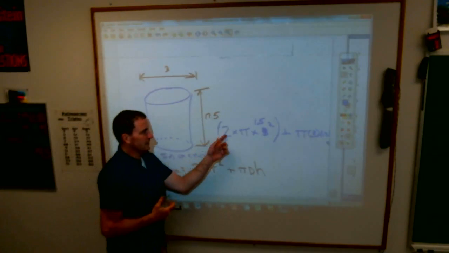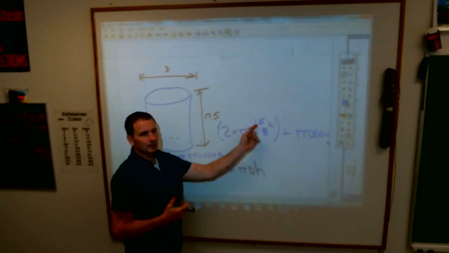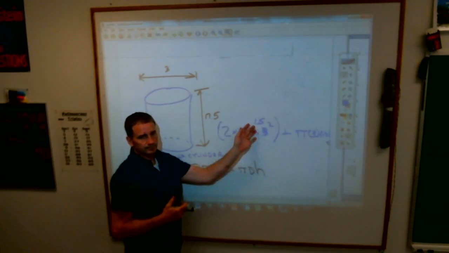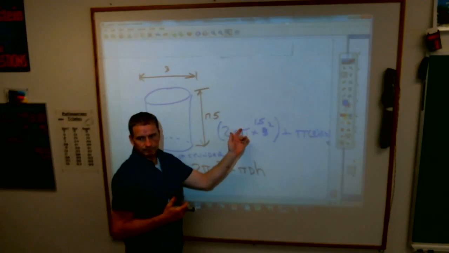Now, can I take 2 times 1.5 and make it 3 before I square it? Yes or no? Who votes yes? Really? Why not?